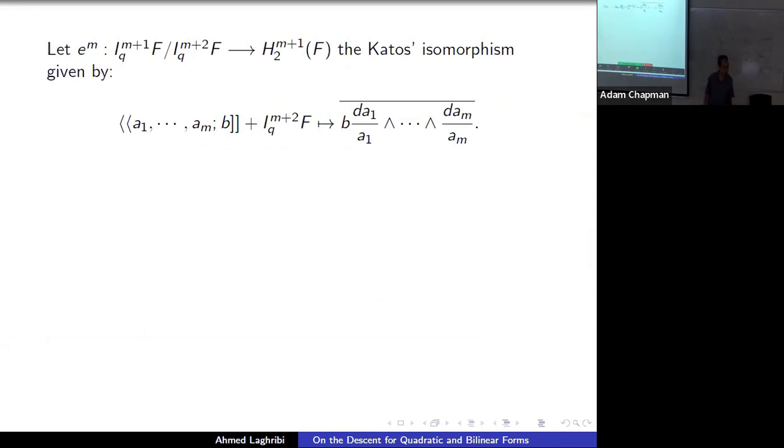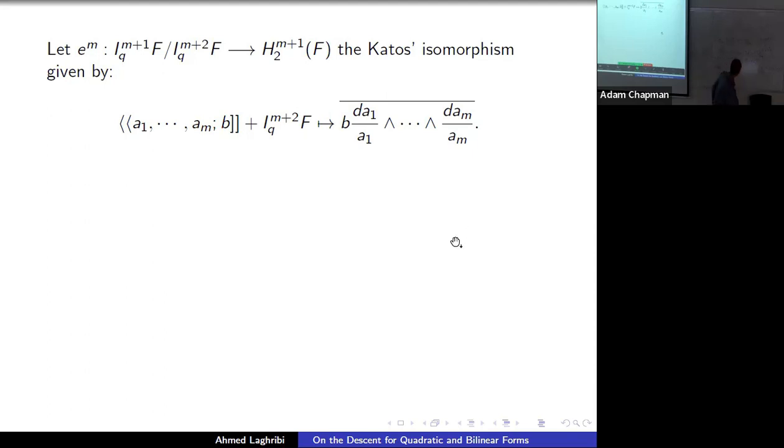Before I give the sketch of proof, we have this isomorphism due to Kato. We have the relation between the Kato homology and the graded Witt group. And the isomorphism is given like this. This is a Pfister form. So in characteristic 2, the Pfister form should multiply bilinear forms by brackets 1, a. And you send this class to this symbol, the homological symbol.